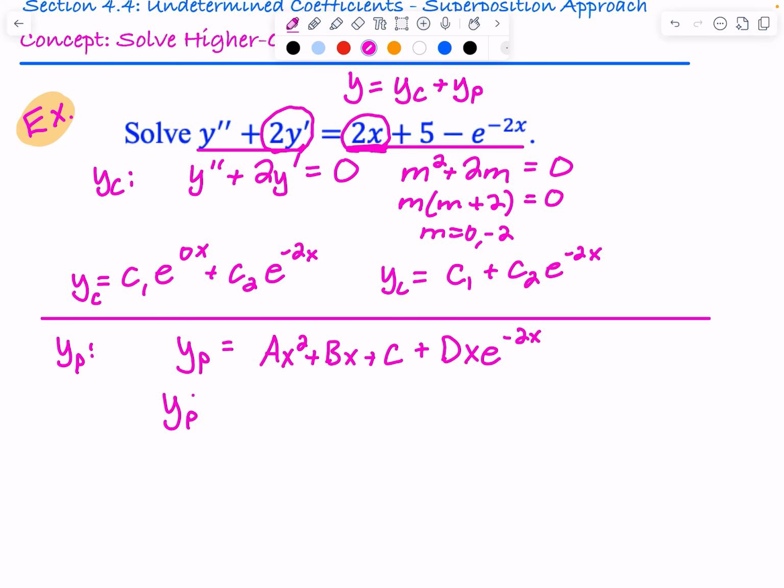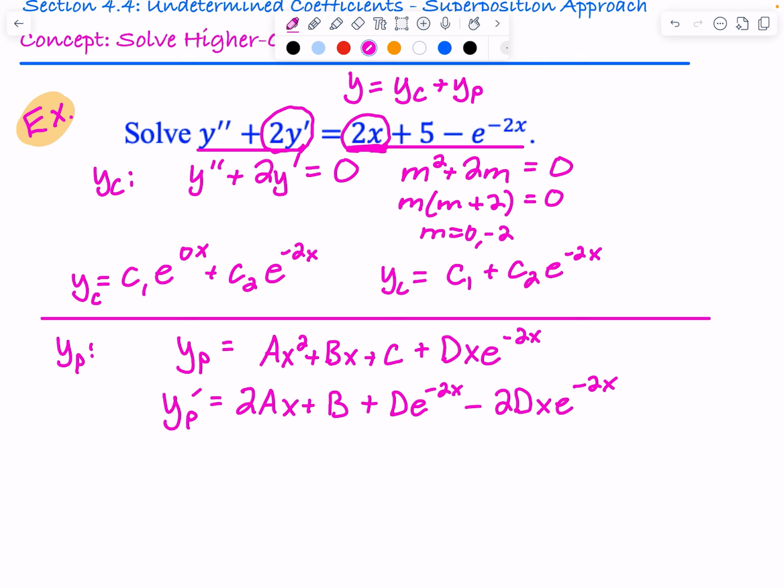Depending on the function that you guess, I have to work my way up to the second derivative. So I get ax plus b, c is gone, and then this is a product rule. So the x is gone. Then I'm going to introduce the 2 from the -2x, x e to the -2x. That was just a product rule. So please take the time if you need it to see what happened there.